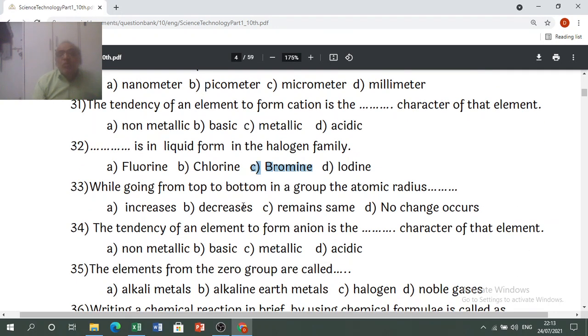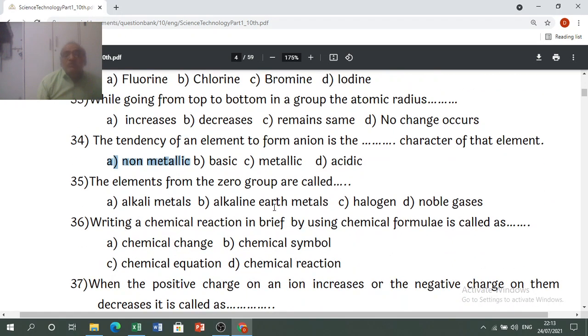While going from top to bottom of the group, the atomic radius increases, that is because the number of shells increases. The tendency of an element to form an anion is the non-metallic character. The elements from the zero group are called noble gases.